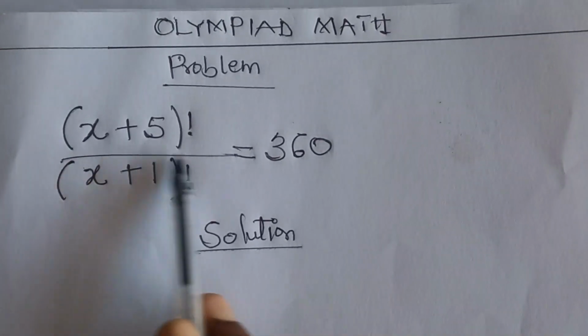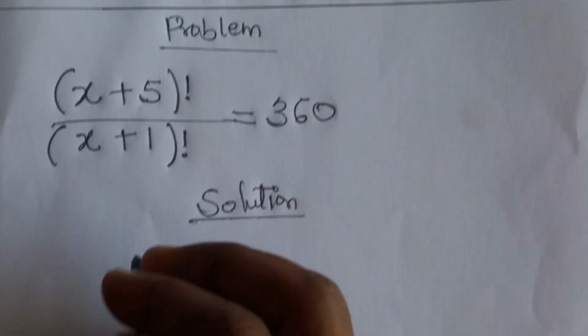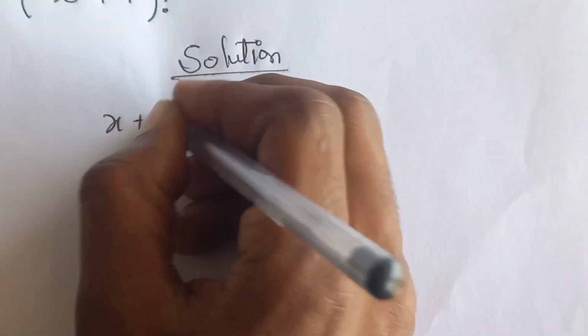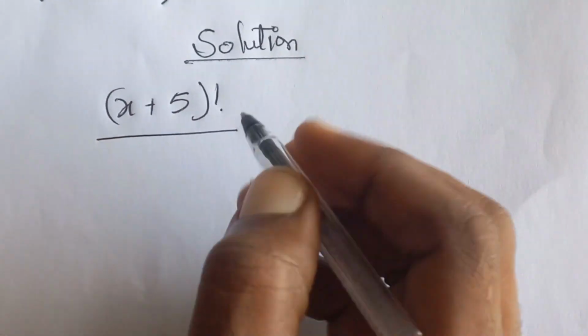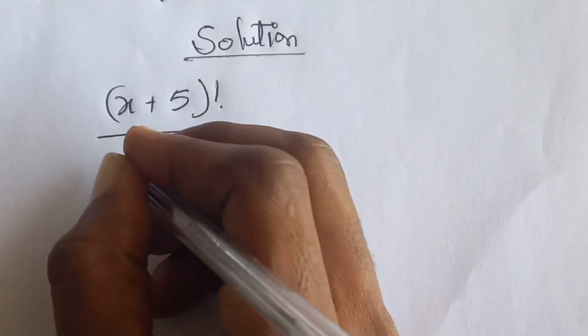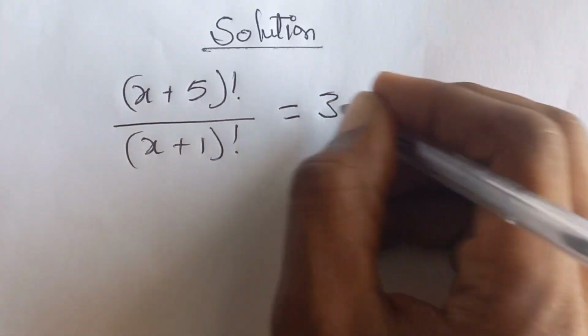Today we are looking at this problem. We have to solve (x+5)! over (x+1)!, which is equal to 360.